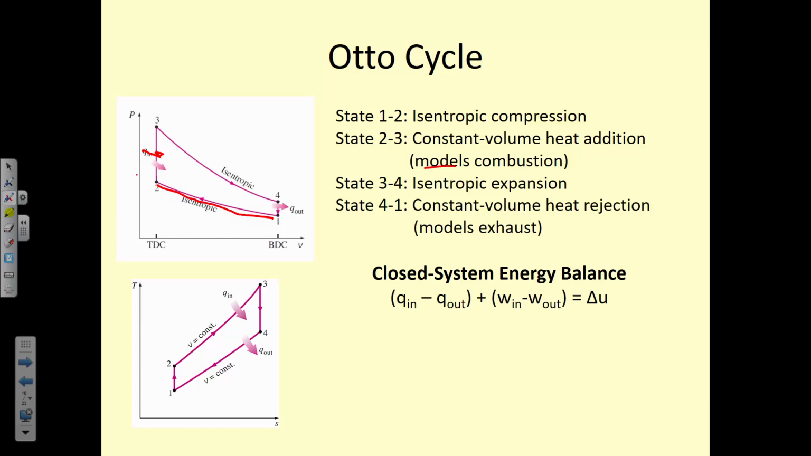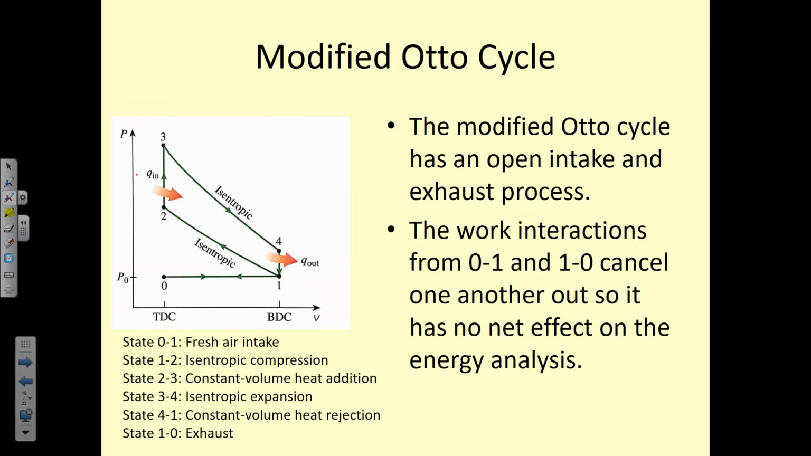So this is modeling our combustion for us. State 3 to 4 is an isentropic expansion. And then state 4 to 1 is a constant volume heat rejection. So again, this doesn't fully encompass or demonstrate the open system that is an Otto or a gasoline engine, but it's a model that approximates it pretty closely. So we can perform a closed system energy balance on it because we're assuming that this working fluid is just operating in the cycle and it's just air. We're not looking at the combustion process. There's a whole class for IC engines that is not this class.